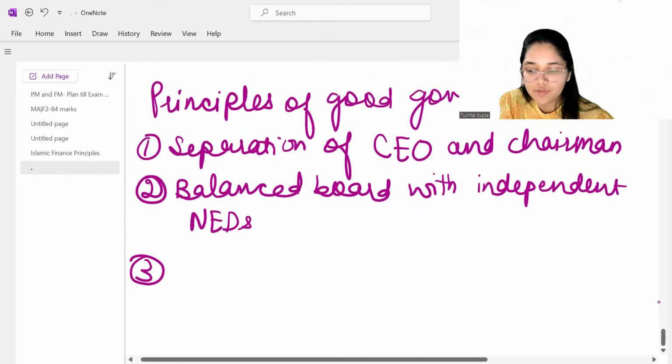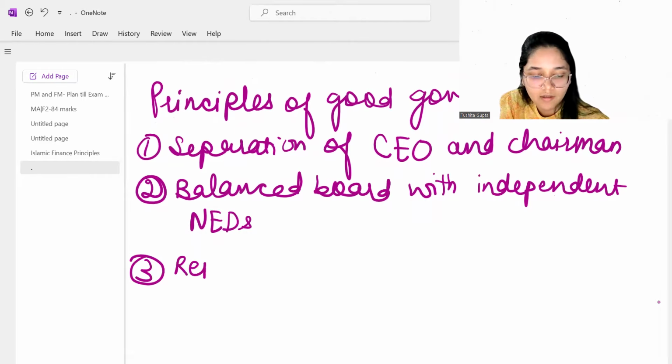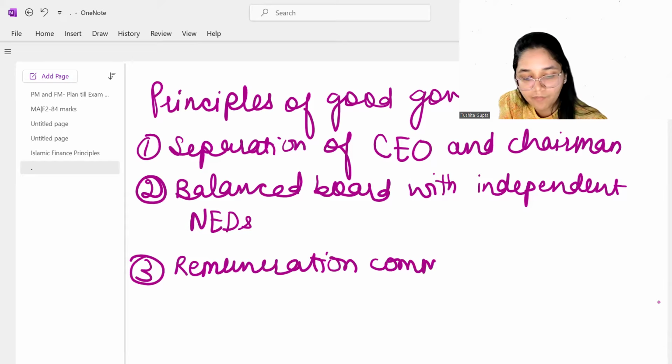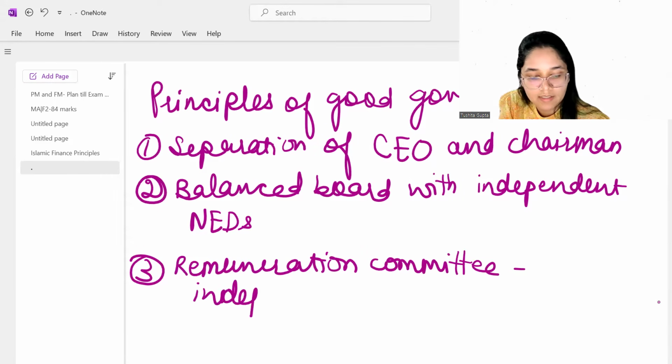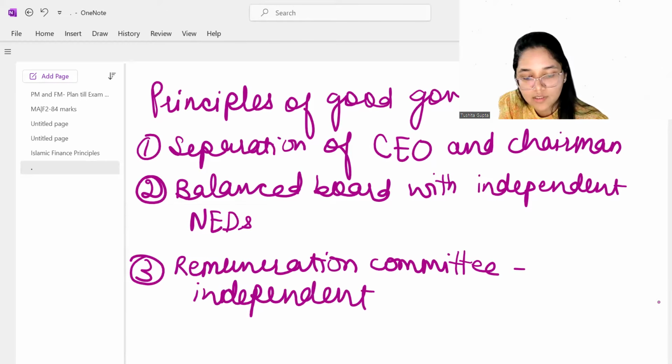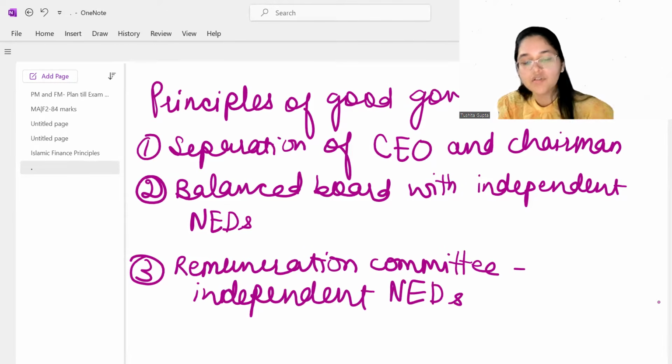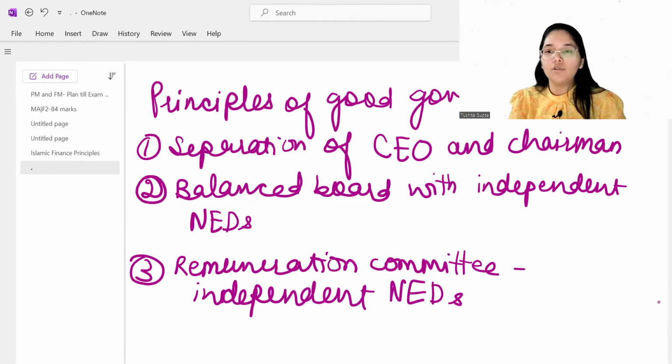Then the third principle which we have is that the remuneration committee should consist of independent NEDs. Now, first, let's understand what a remuneration committee is. A remuneration committee is nothing but the committee that gets formed in a business to decide what is going to be the pay of the executive directors. So, talk about the CEO, the CMO, the Chief Marketing Officer, the Chief Financial Officer, CFO. What is the pay that all of these people are going to get?